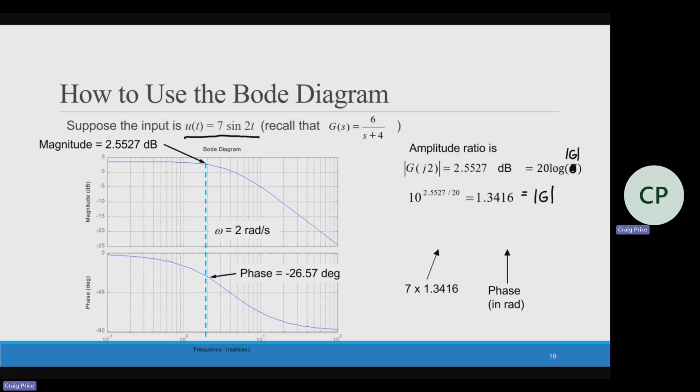So we're going to want to change the phase to radians, which we just multiply this by pi over 180 to get to radians. And so that would be our phase in radians. So what this number is, this is the magnitude or amplitude ratio times the input amplitude, which is 7. So that means that my output is going to have an amplitude of 9.3. We still have the same frequency, and then here's our phase angle in radians. This is how we can find the frequency response using Bode plot.